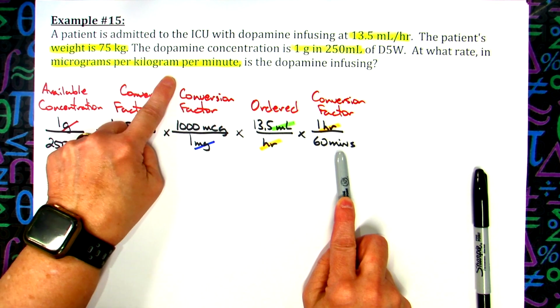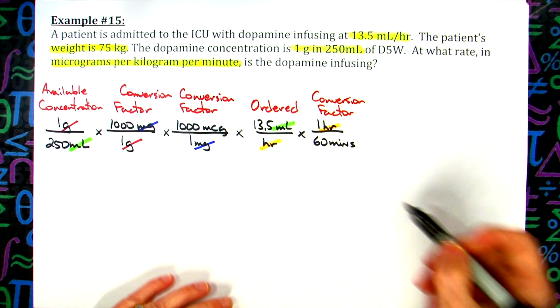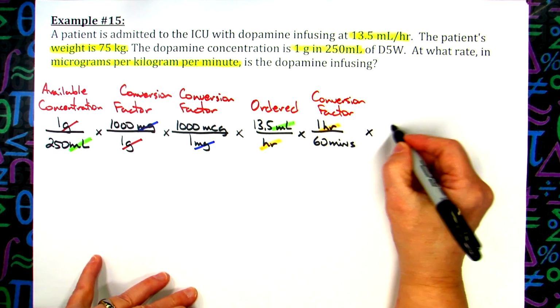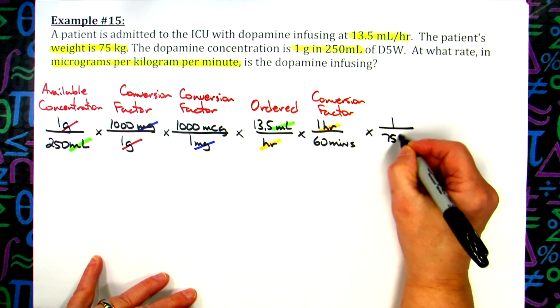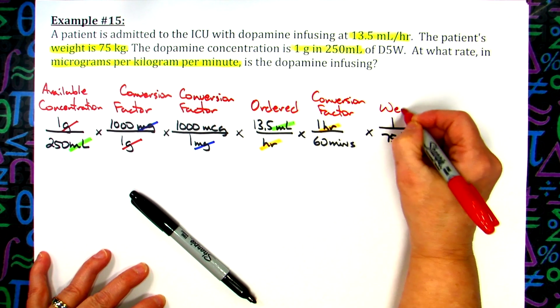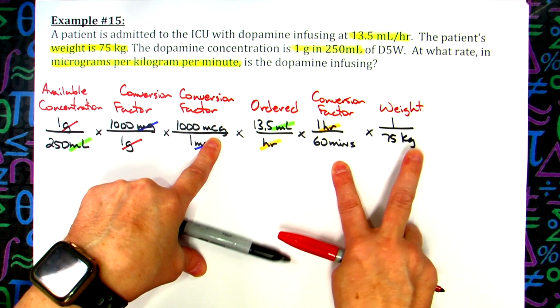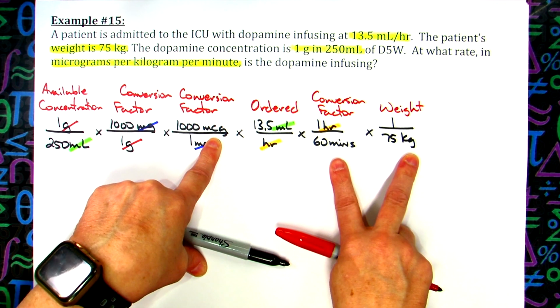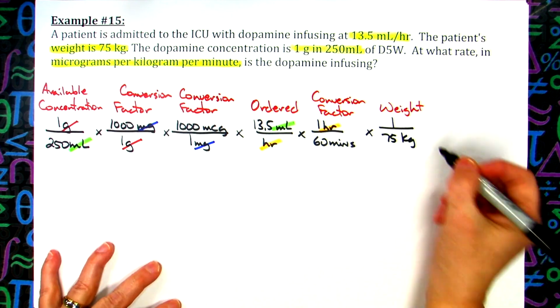Micrograms per kilogram per minute. I am going to want the kilograms on the bottom here, so I'm going to multiply by 1 over the patient's weight, which we said was 75 kilograms. So this is your patient's weight. Now micrograms per kilogram per minute. I've got all the right labels. Everything else has been crossed out. I know I'm done. Multiplying across the top, multiplying across the bottom.